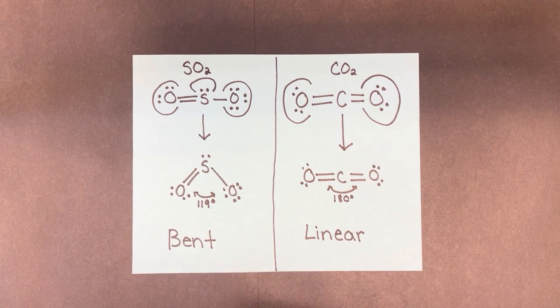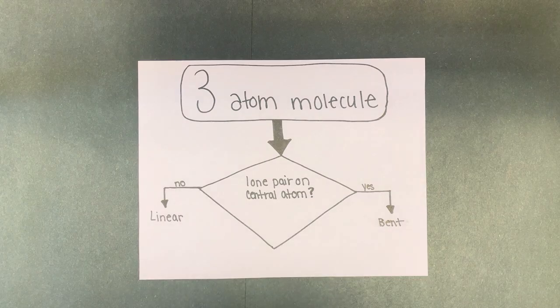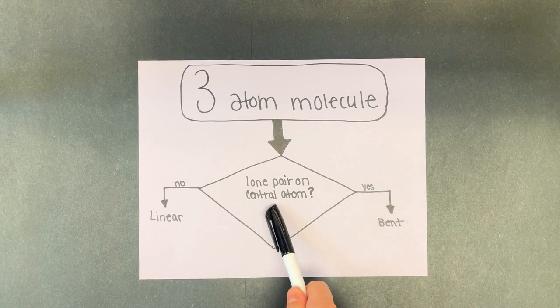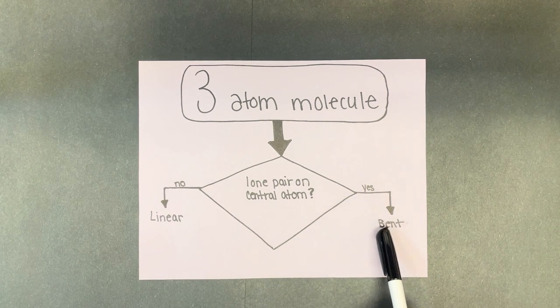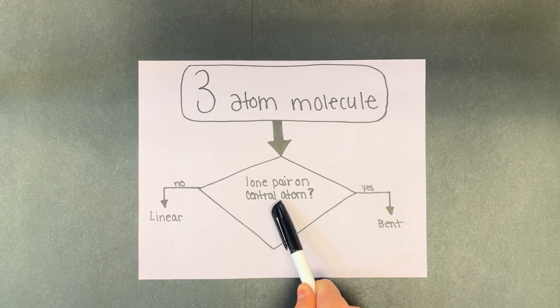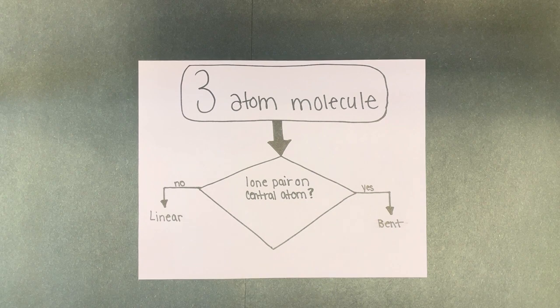Determining the VSEPR shape of a 3-atom molecule is fairly simple. The first question you must ask yourself is if it has a lone pair on the central atom. If yes, that means it's a bent molecule. If no, that means it's a linear molecule. Let's look at some examples.